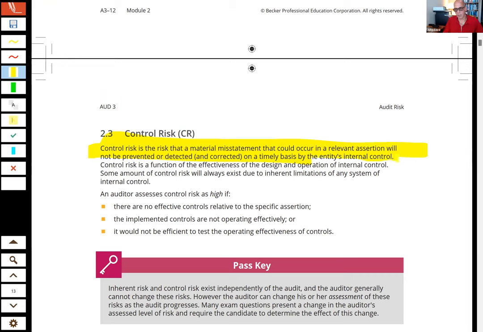And again, in that one example, we said, hey, look, during the phase of obtaining the understanding, we looked at the design and we didn't like the segregation of duties. We did a walkthrough, and the people trying to do the control didn't seem to understand what they were doing. We didn't like the design, it wasn't implemented. So we are going to assess the control risk as high because we don't think it will be good at detecting the misstatement. Conversely, you could look and say, hey, not bad, the controls are pretty good. And then you'd be able to assess that control risk a little bit lower.